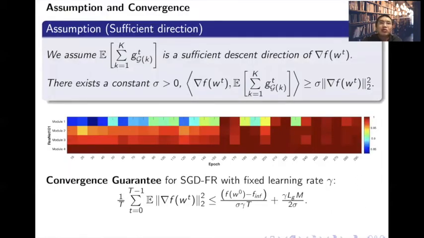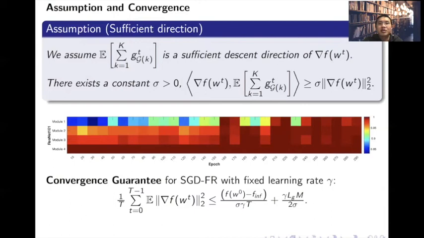In the paper, we also analyze the convergence rate of the proposed algorithm. To analyze the convergence, we propose a new sufficient direction assumption. We assume that the expectation of the gradient computed using the feature replay algorithm is in a positive direction with regard to some constant sigma, and it is bigger than 0.